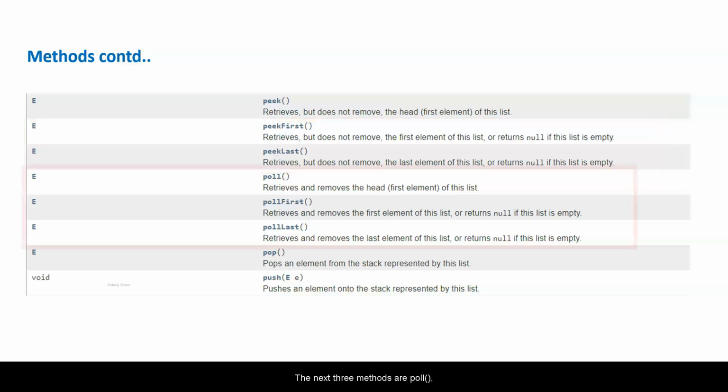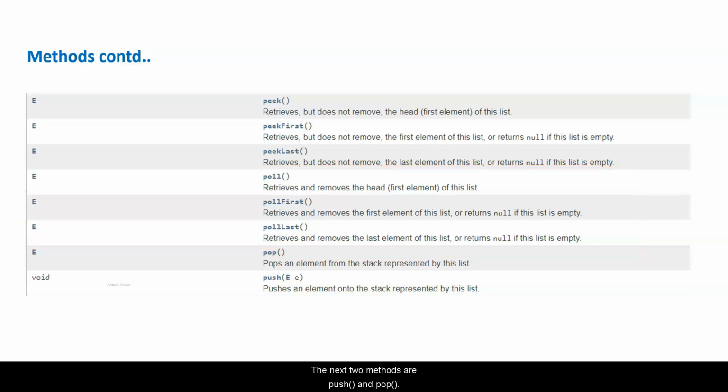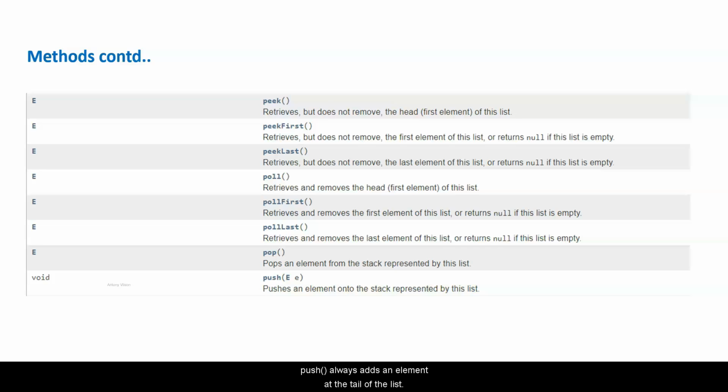The next three methods are poll, pollFirst and pollLast methods. All these methods retrieve and remove the element from the list. Poll and pollFirst remove the head element of the list, while pollLast removes the tail element. The next two methods are push and pop. These two methods can be used to mimic a stack in linked list. Push always adds an element at the tail of the list, and pop always removes the element from the tail of the list, such that it is implementing a last in first out behavior.